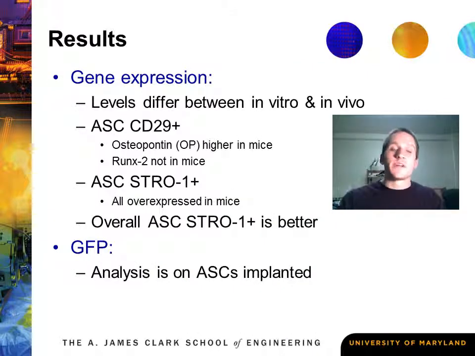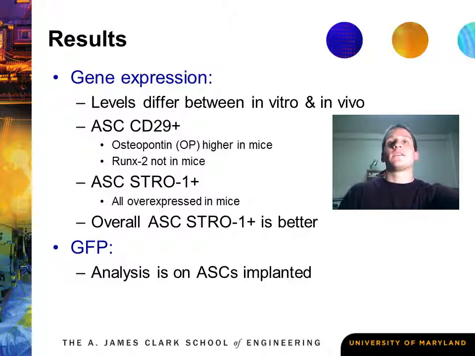As shown through Figure 1, levels differ between in vitro and in vivo. However, ASC CD29 osteopontin was higher in mice, and RUNX2 did not occur in mice. And in ASC STRO1+, they were all overexpressed in mice. Therefore, ASC STRO1+ is more viable than ASC CD29.